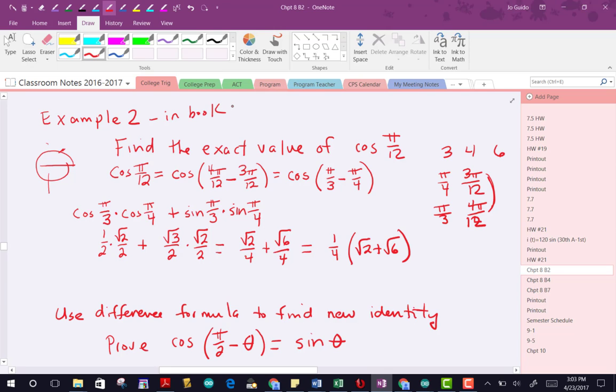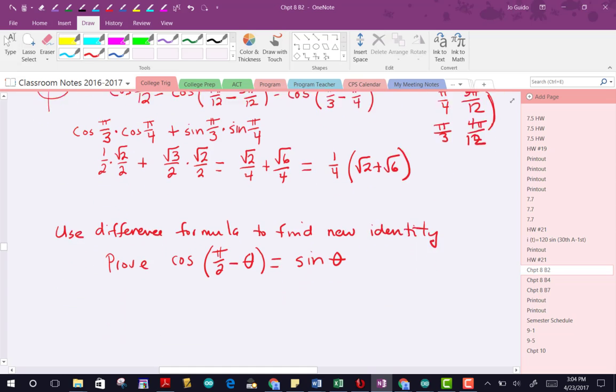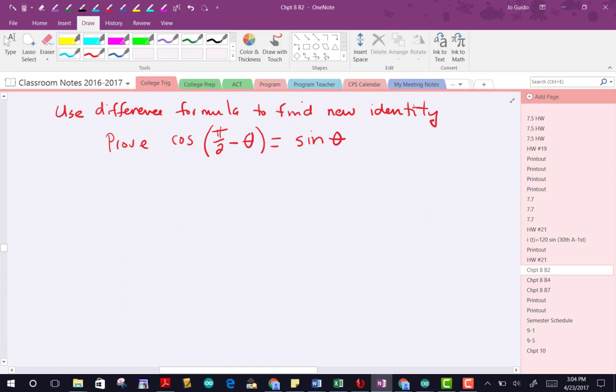Another thing that you can do with your difference formulas is that you can use them to find new identities or to prove new identities. So we've been asked to prove that the cosine of pi over 2 minus theta is just equal to the sine of theta. That is our co-angle identity. Remember, pi over 2 is equal to 90. And we know from before that the cosine of 90 minus an angle is equal to the sine of that angle's complement, right? So this is an identity we already know, but we're just going to use our difference formula to prove it.